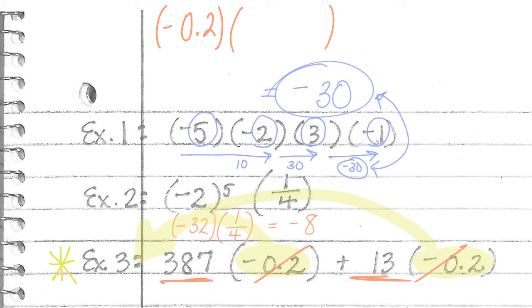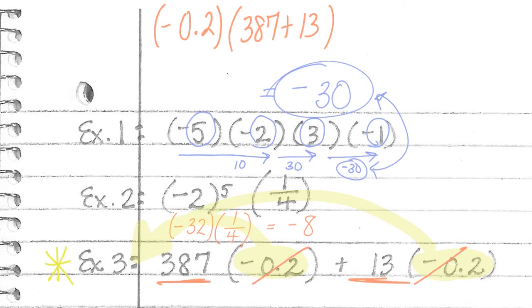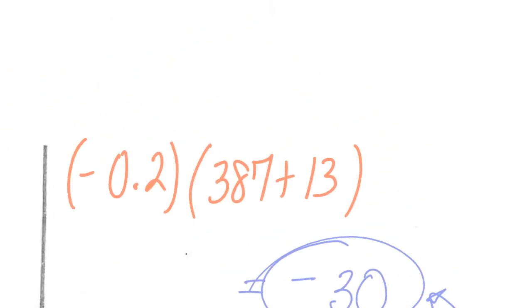Don't I have 387 plus 13 left over? And isn't that a whole heck of a lot easier to multiply? Yes. Is this negative 0.2 times 400 instead of multiplying them through separately? So we call this factoring. We started out in Algebra 1 calling it the opposite of the distributive property because a lot of you guys don't see that you can do that, but I want you to start seeing it, okay?